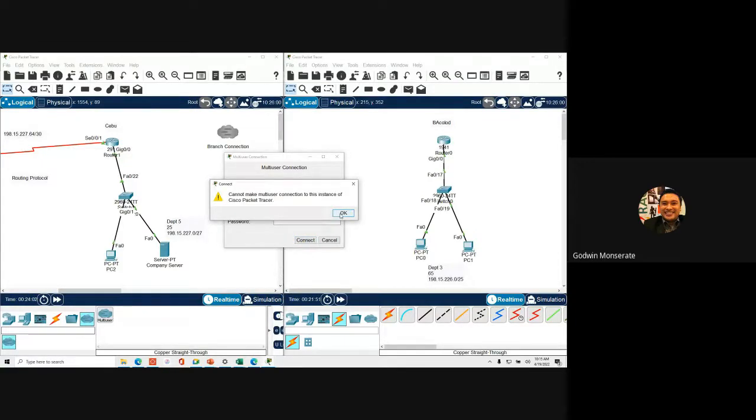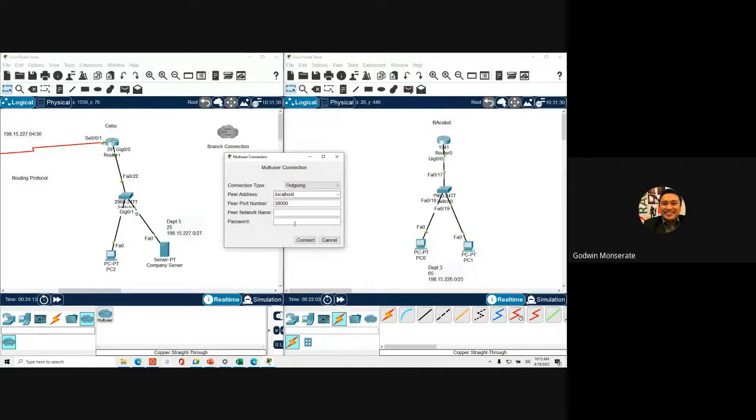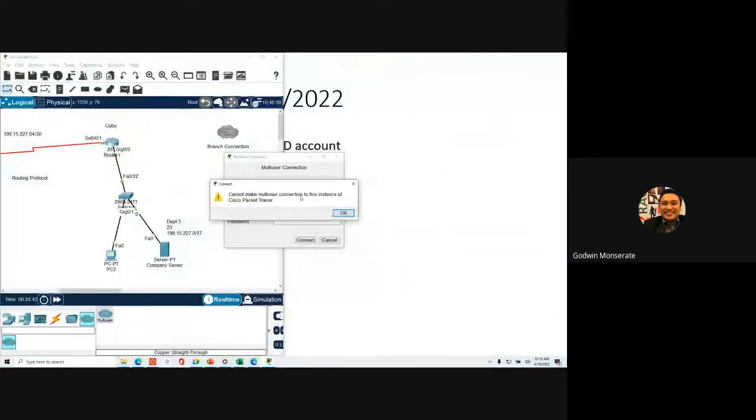Cannot make multi-user connection to this instance of Packet Tracer. Why? Nagpalpak ni siya. Gahapon nakaproblema sad ni kay sayop ang kwan. Sayop ang tawagan eh. Cannot make multi-user connection to this instance of Cisco Packet Tracer. Kabuang gud nga Packet Tracer. Stupid ni siya nga Packet Tracer actually jud. Ang akong gigamit is 8001. Wala na siya multi-user.